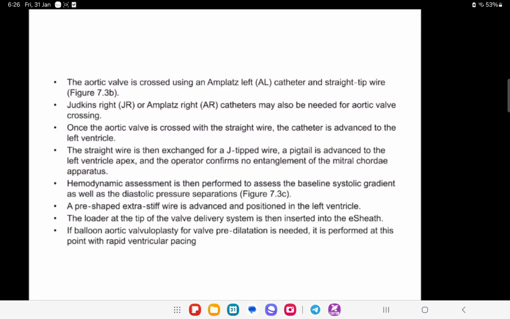Hemodynamic assessment is then performed to assess the baseline systolic gradients as well as the diastolic pressure separations. A pre-shaped extra stiff wire is advanced and positioned in the left ventricle. The loader at the tip of the valve delivery system is then inserted into the eSheath. If balloon aortic valvuloplasty for valve predilatation is needed, it is performed at this point with rapid ventricular pacing.